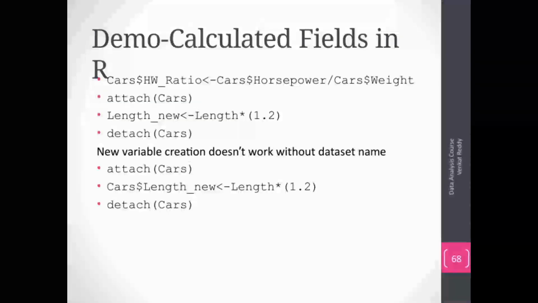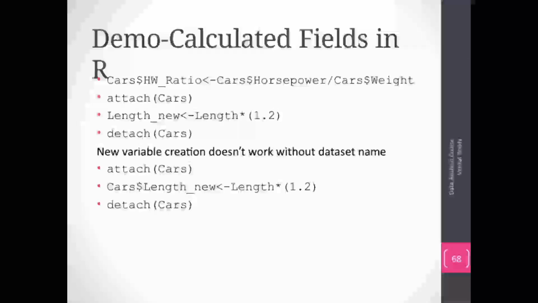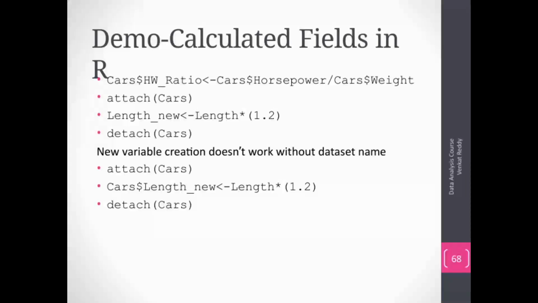However, it's important to remember that creating new variables directly like length_new = length * 1.2 doesn't work without specifying the dataset name, because R doesn't know where to find length in that context. That's why attaching the dataset can be helpful temporarily for such operations. Afterwards, we detach cars to avoid confusion or conflicts later on, especially if we work with multiple datasets.